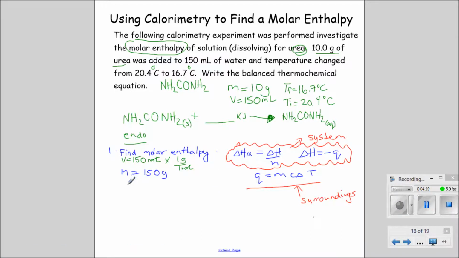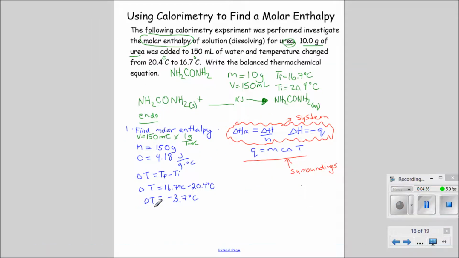Next, we have the specific heat capacity of water, which is 4.18 joules per gram degrees Celsius. And finally, we have our temperature change, which is TF minus TI, which is the following. So we have a negative 3.7 degrees Celsius temperature change when we put our TF and TI in there. Now, we know that this goes along again with our endothermic determination of this reaction because it gets colder.